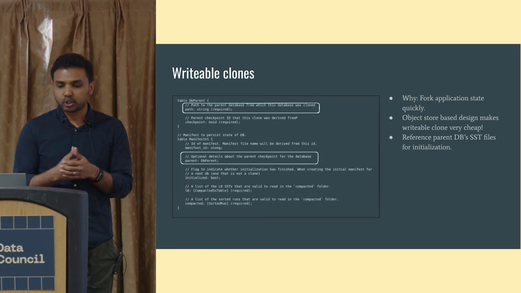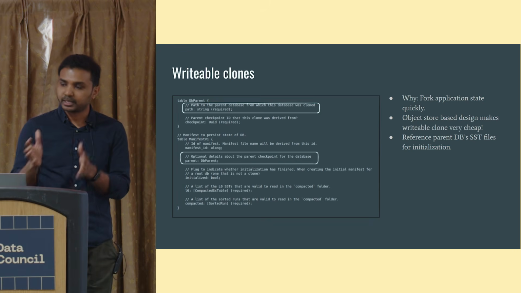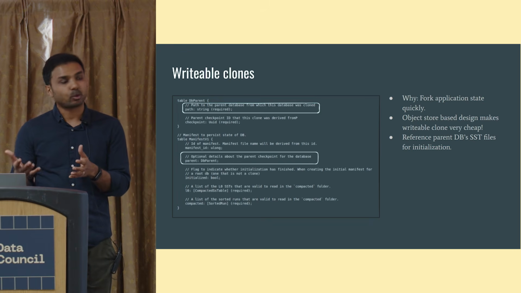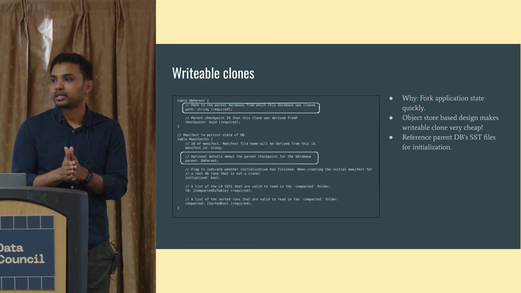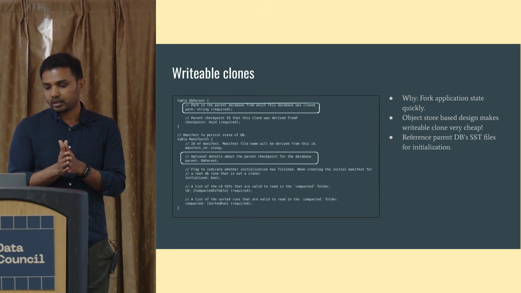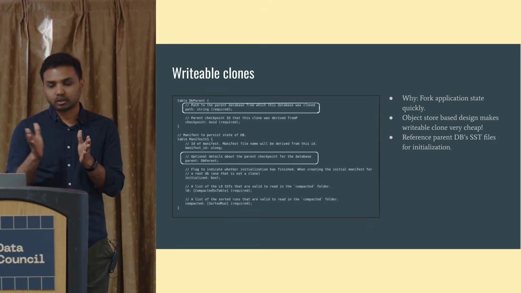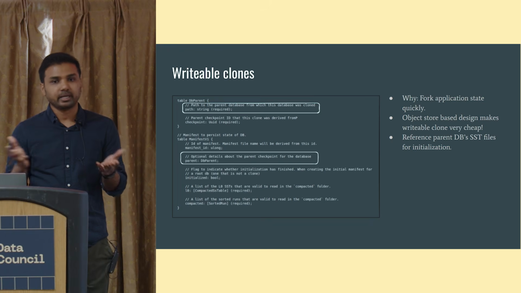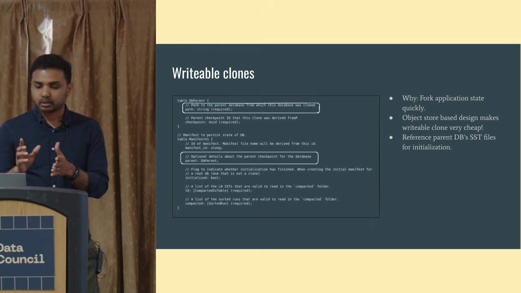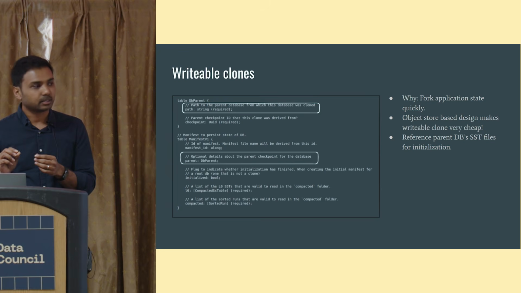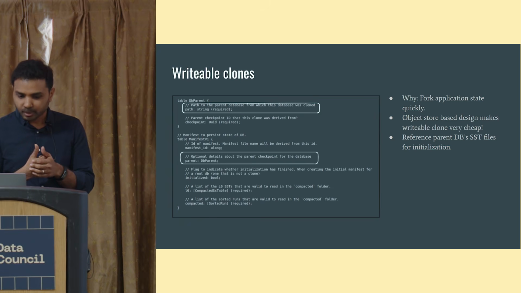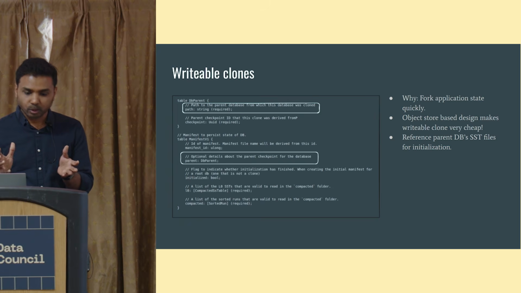To do this, usually you will have to copy the data completely, but if you can create cheap clones, that is better. That's what writable clones do. You create a clone, and then the clone and the parent database evolve independently. There is only one new property to implement this, parent DB. It is a reference to the parent database, and all it is is the path and the checkpoint in the parent. With that, you get a writable clone.